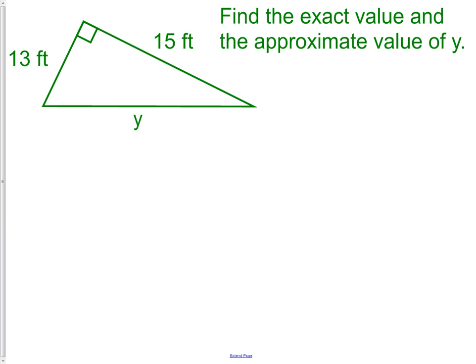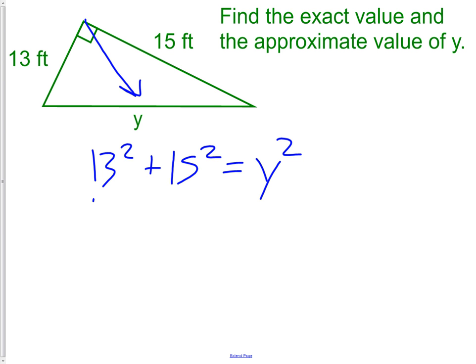Here's another one. This time it says find the exact value and the approximate value of y. First thing we need to do here is identify what is y. Is it a leg or is it the hypotenuse? Remember, opposite the right angle is always the hypotenuse. We have 13 squared plus 15 squared equals y squared. 169 plus 225 equals y squared. So we have a pretty good start here of the problem.